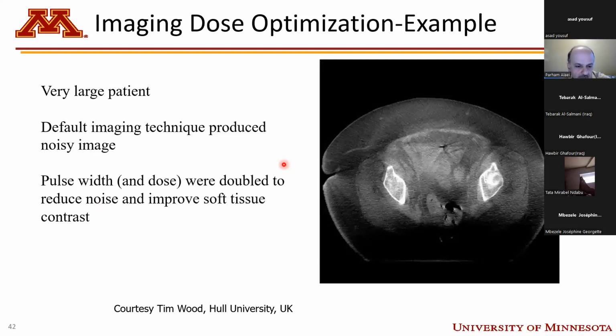Another slide from Team Wood again. This was a very large patient. So the default imaging technique produced noisy images. So they actually had to increase the pulse width, hence the dose, to reduce the noise and improve soft tissue. So this is what I'm talking about, optimization. You don't necessarily always have to reduce it. Sometimes you have to increase the dose because, again, your image quality is not adequate for patient positioning. So we have to increase the dose in order to be able to set the patient correctly.